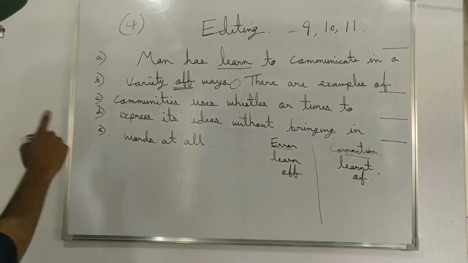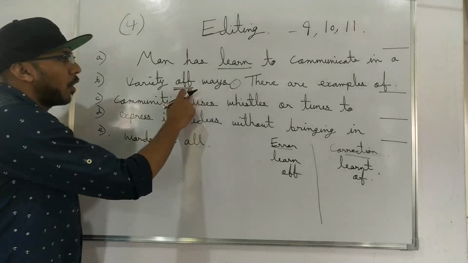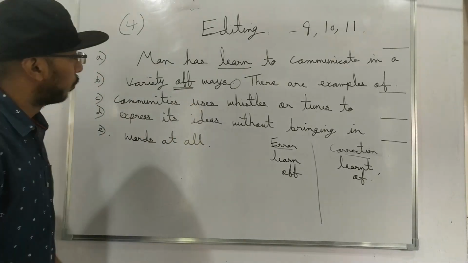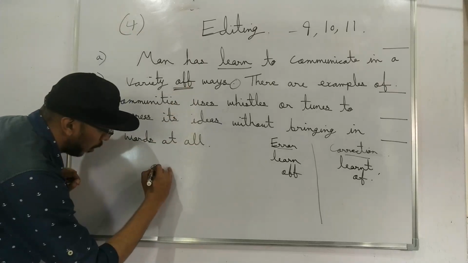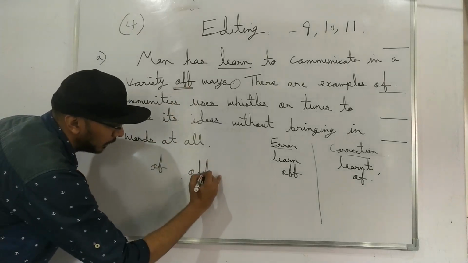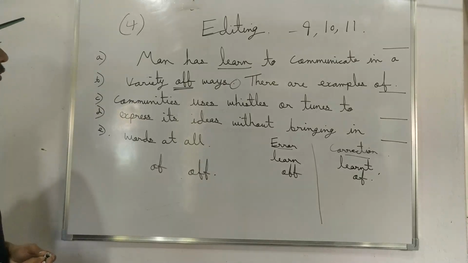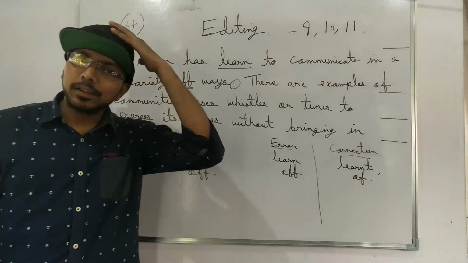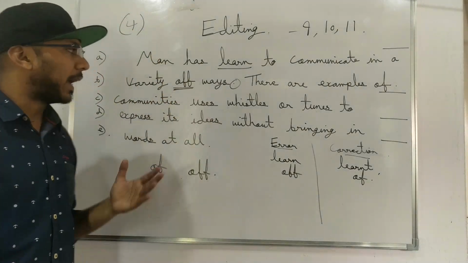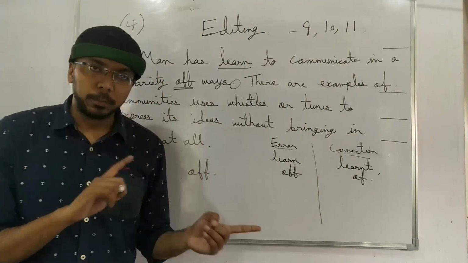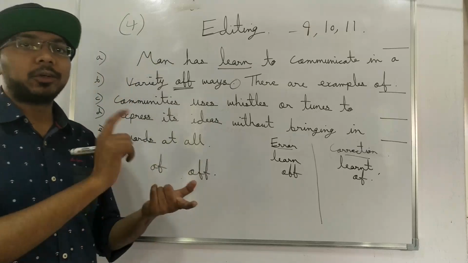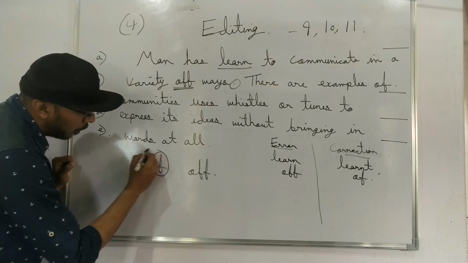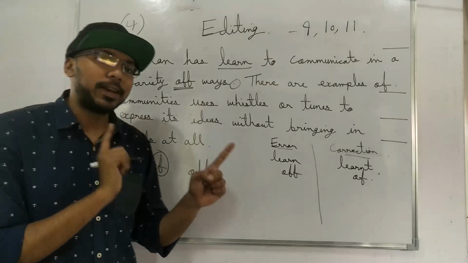Why have I done that? Because this off denotes something different. I am giving you an example for you to understand. Off with a single F and off with a double F. So when I say this hat is made of cotton, that means I am joining a connection. Hat is connected to cotton. This hat is made of cotton. Here we are using off with a single F because we are making a connection.